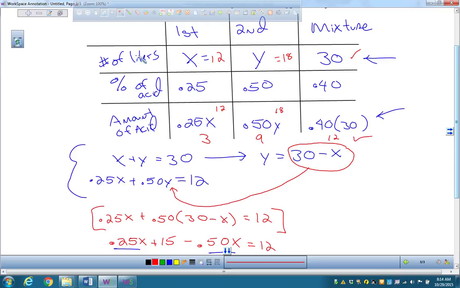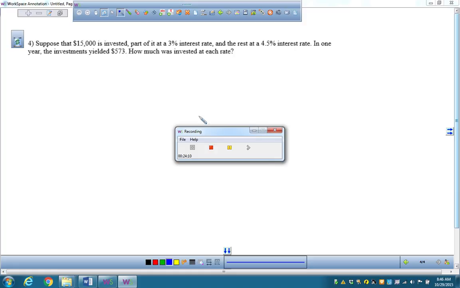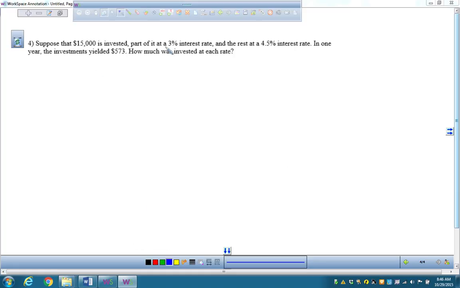Okay, so I'm going to pause here. Continue here with this lesson. So you should be on this problem. Suppose you have $15,000 invested, part of it at 3% and the rest at 4.5%. This is the classic kind of interest rate problem that you will see. In 1 year, the investments yielded $573. How much was invested at each rate?